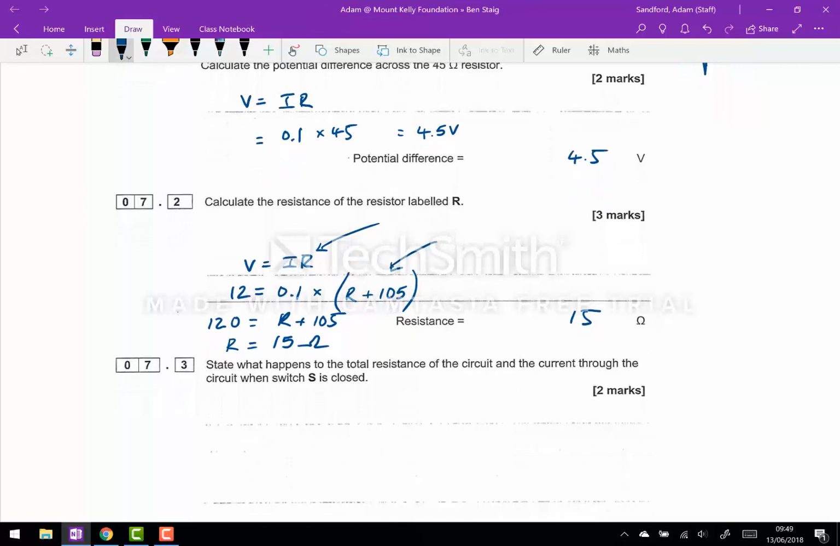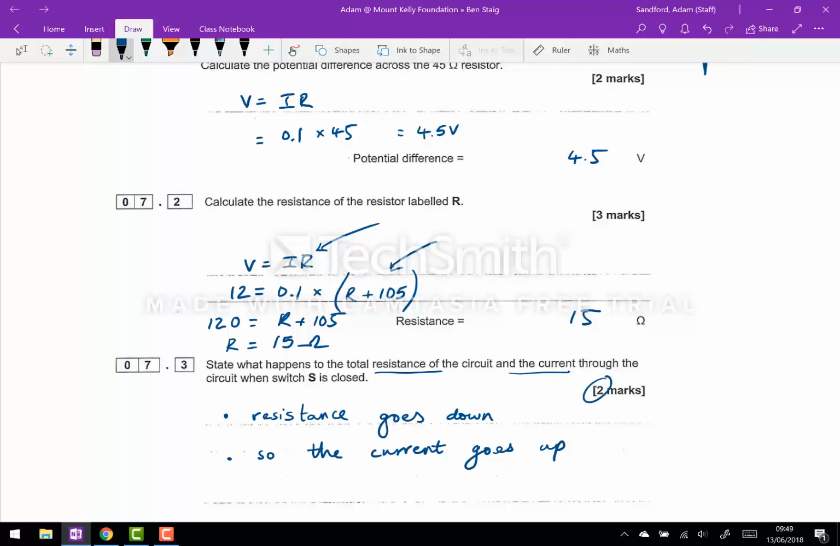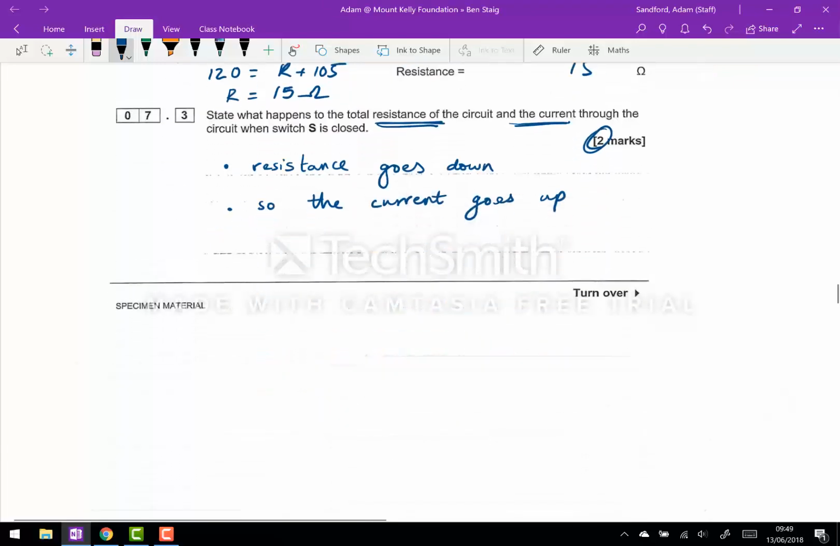State what happens to the resistance of the circuit and the current. Lots of people only talked about one or the other. So the resistance goes down. That's good. So the current goes up. Lots of people talking about path of least resistance and stuff like that, so that was really encouraging, but didn't mention... remember 2 marks, 2 requisites. This is what they want you to talk about, so you need to work through that.